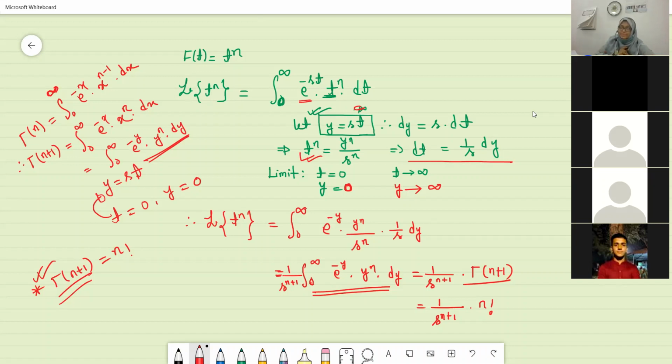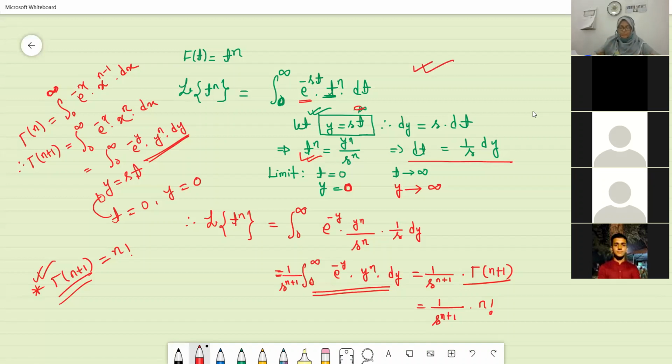Now is it clear? Yes, miss, clear. In your exam, I will not ask you to find the Laplace transformation of t to the power n. I will give a specific value, like the Laplace transformation of t to the power 5 or t to the power 6, and ask whether it is true or false. If true, then explain your result. So you will get such types of problems. In that case, you need to understand what the actual transformation is.